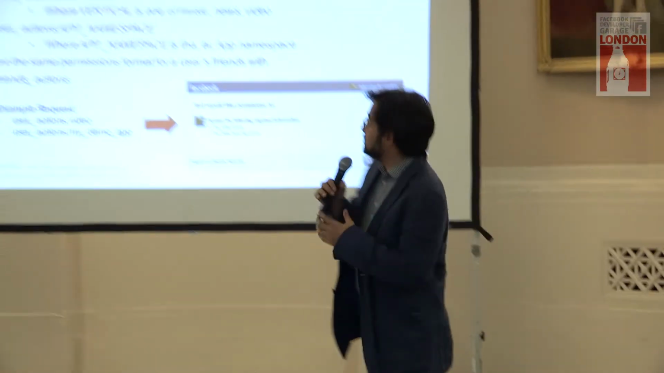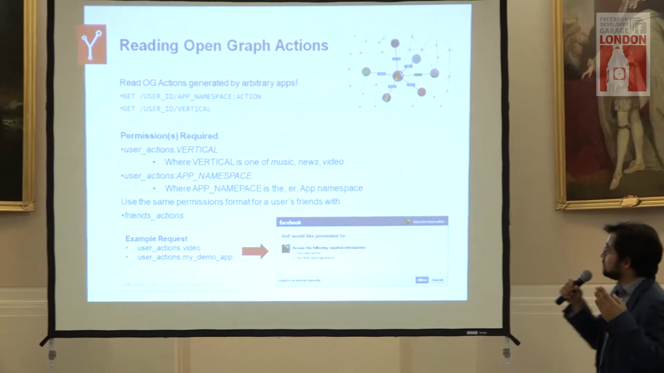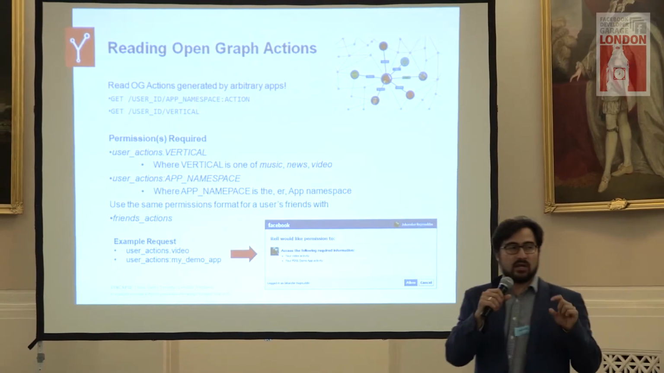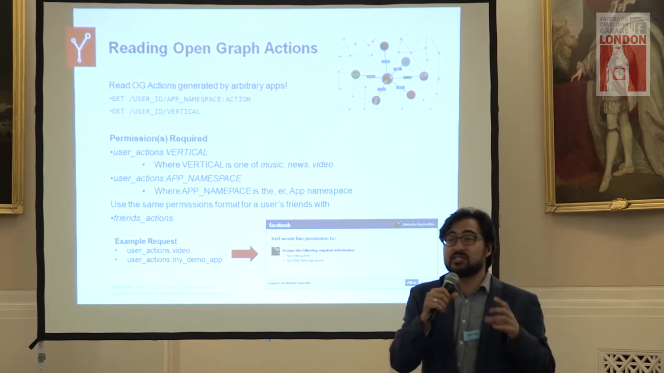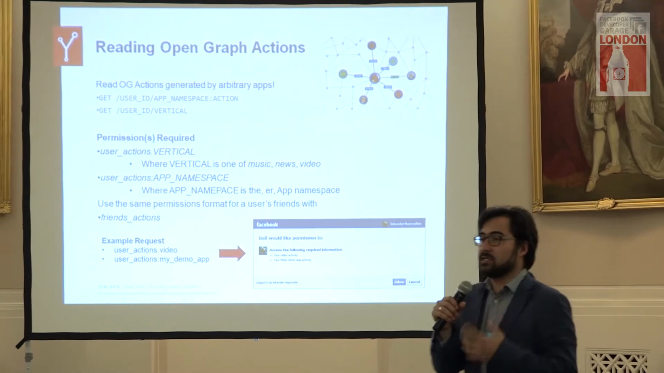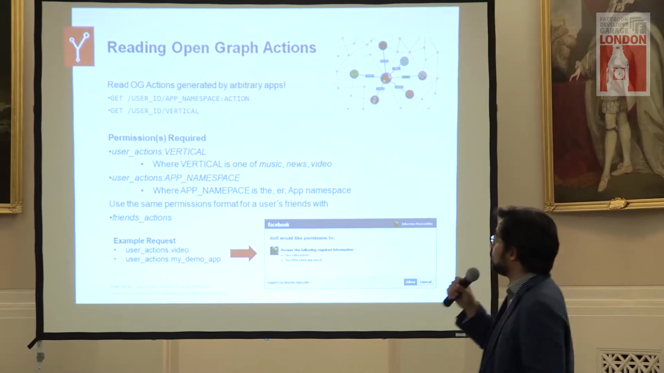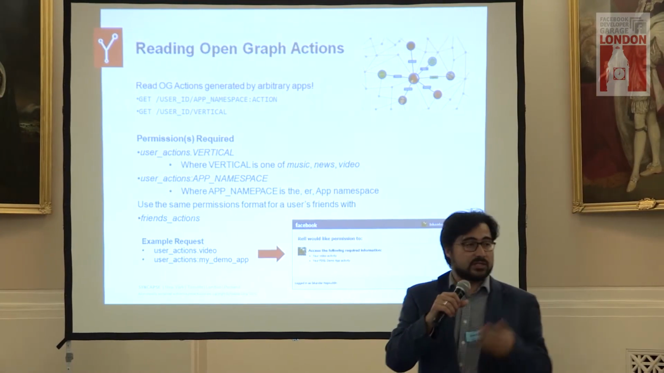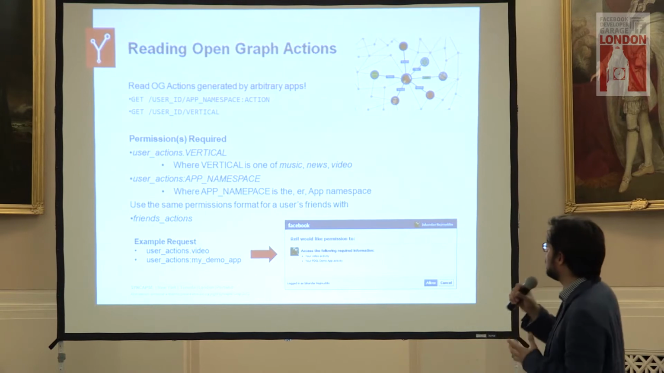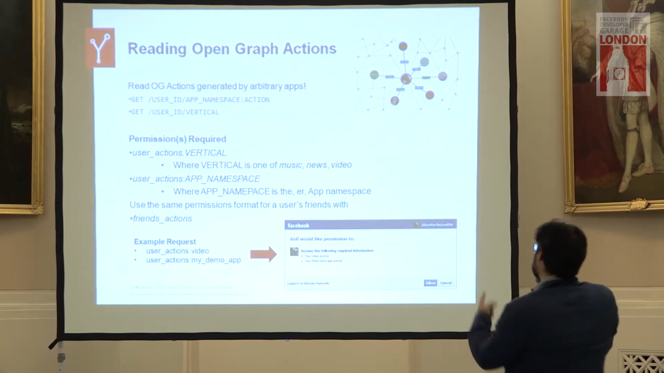To read the actions themselves, it's those blue lines at the top. You basically get from the graph user ID and then the app namespace and the specific action. So you need to know what the action is. You can't just get a random list of a random app and start reading stuff. You need to know explicitly what the action is. And if it's a vertical like music, news, or video, you just get the connections and you're done. You need to get special permission using this format.